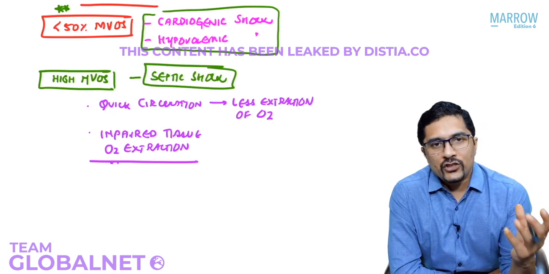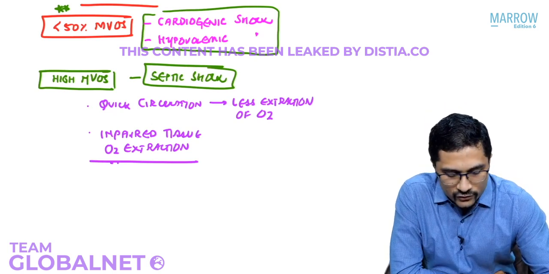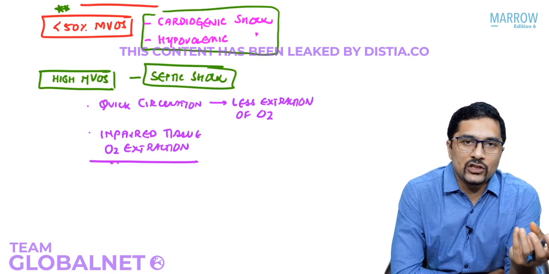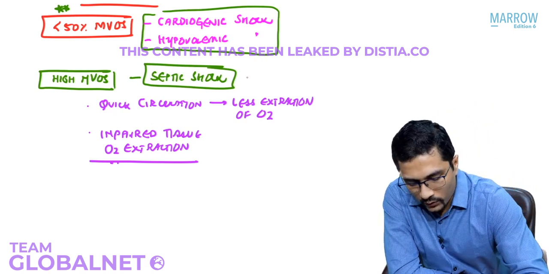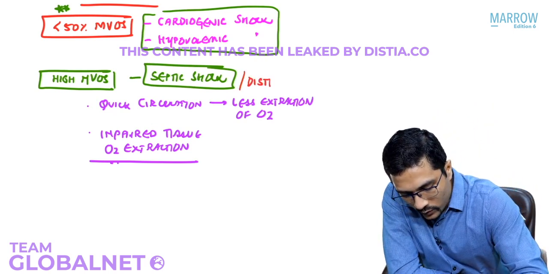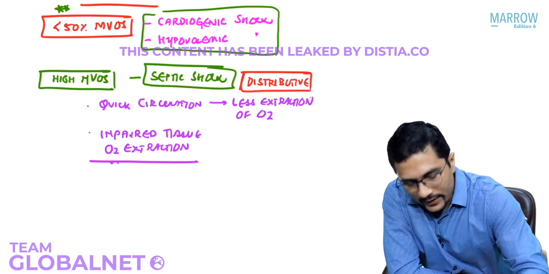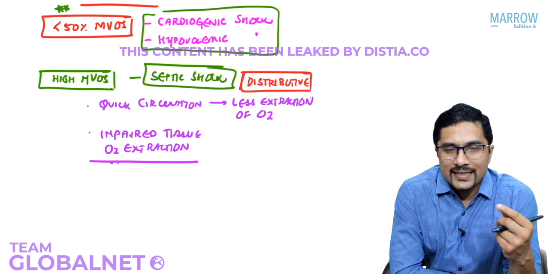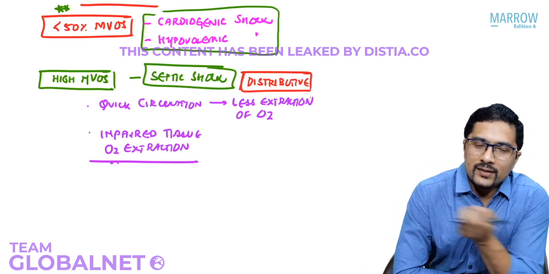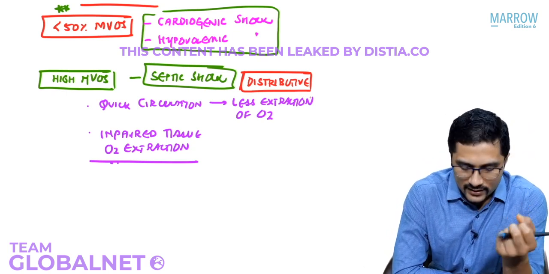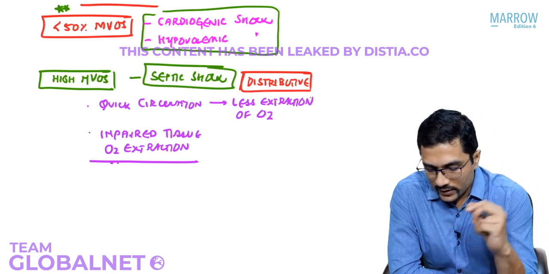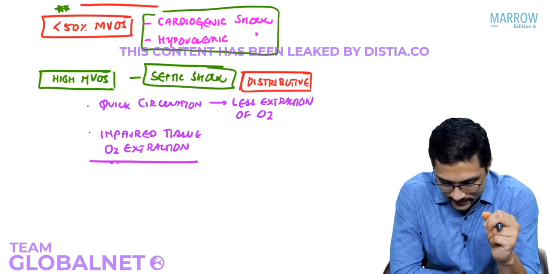So even in distributive shock, right? Distributive shock like anaphylactic shock and neurogenic shock also, you can get a high MVOS. Because there also the same thing is happening, that you have stasis of blood, so more oxygen is being extracted in these patients. Okay. So this was regarding MVOS.